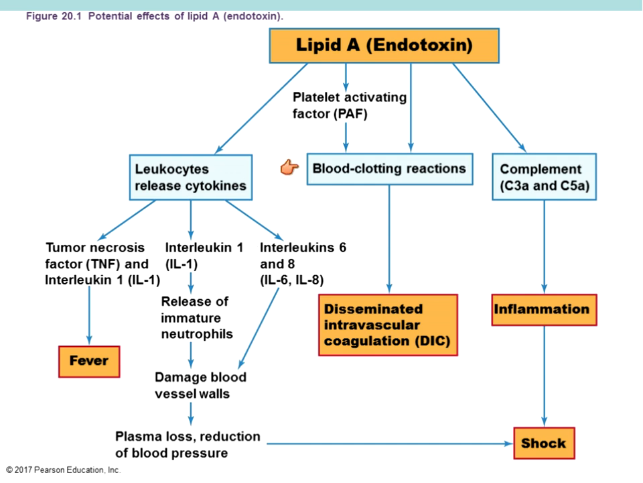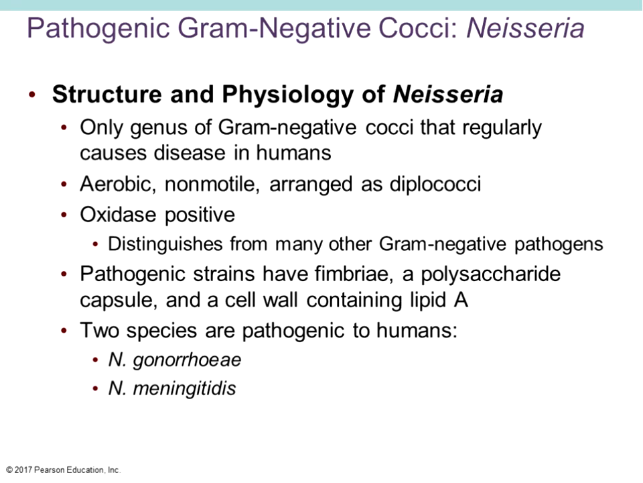We can have blood clotting reactions, which will lead to this disseminated intravascular coagulation, and activation of the complement system, which can lead to inflammation. Inflammation can also lead to shock. So these are just some of the many ways that this lipid A endotoxin can work to cause all of those detrimental effects that we associate with these gram-negative infections.